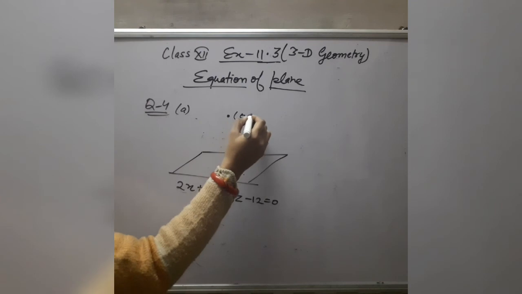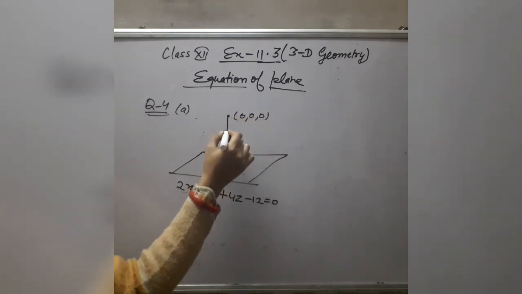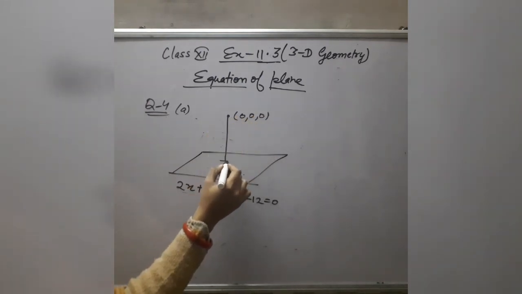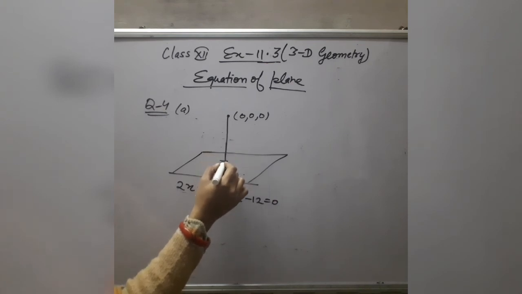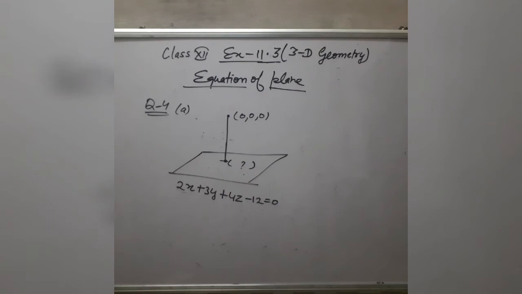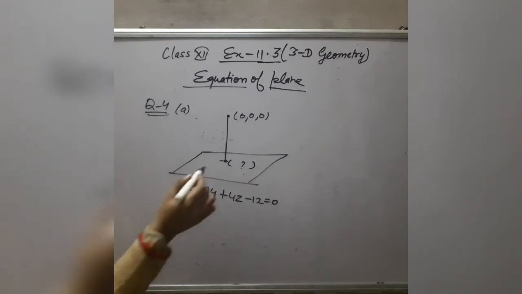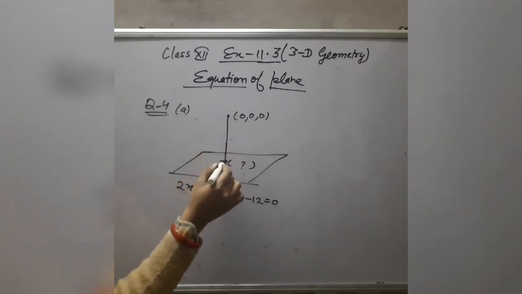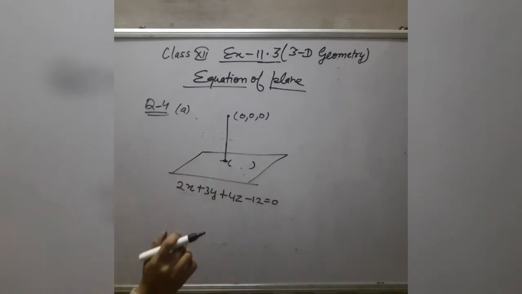Let us suppose this is the origin. If from this origin you draw a perpendicular on the plane, then where this perpendicular will intersect, you have to find out the coordinates of this point. Clear? So this point is known as the foot of this perpendicular. We will find out the coordinates of this point.